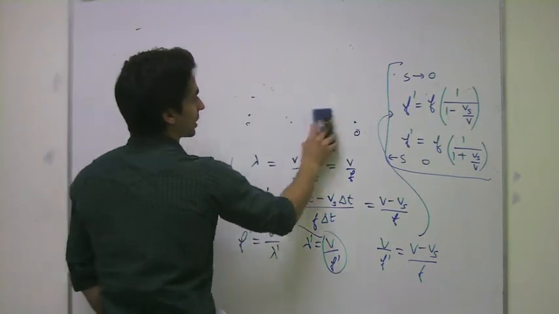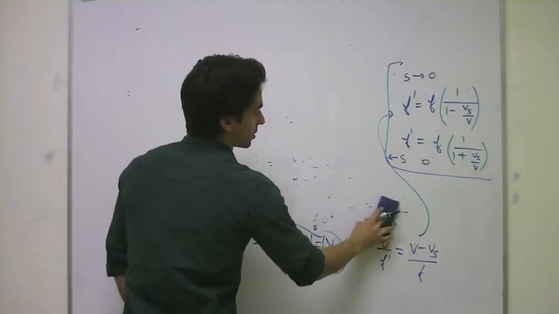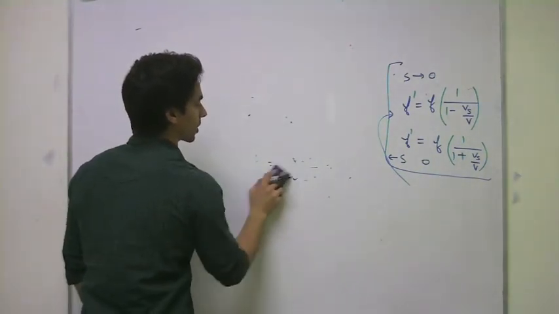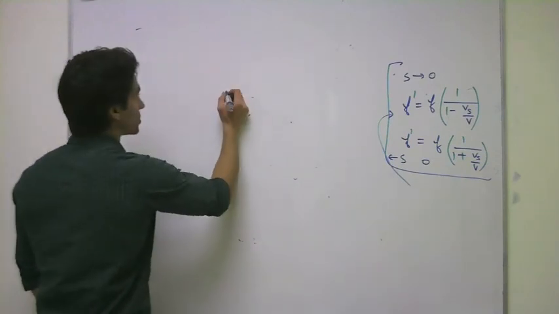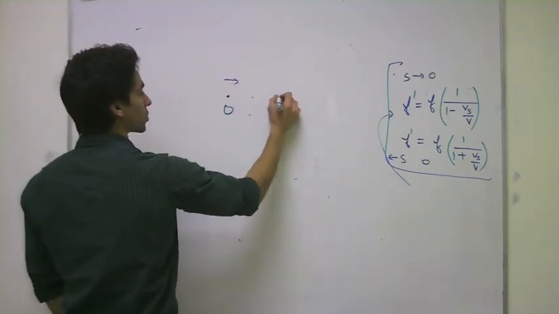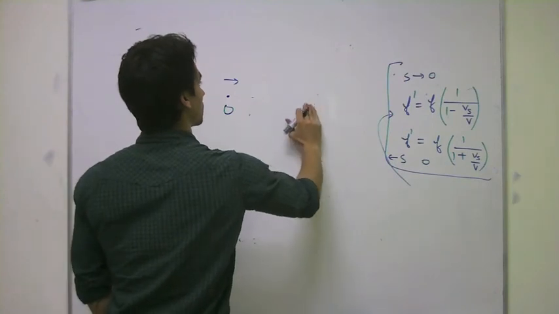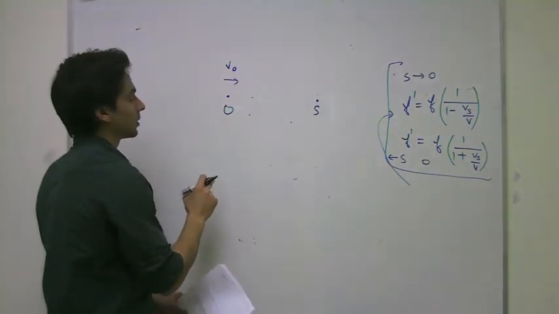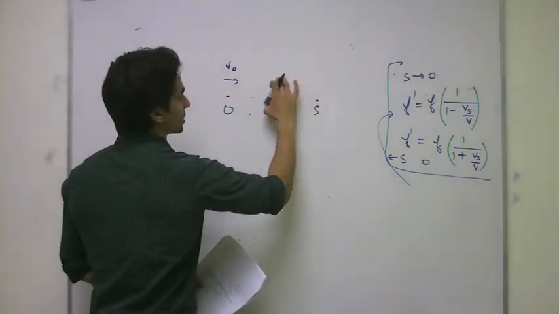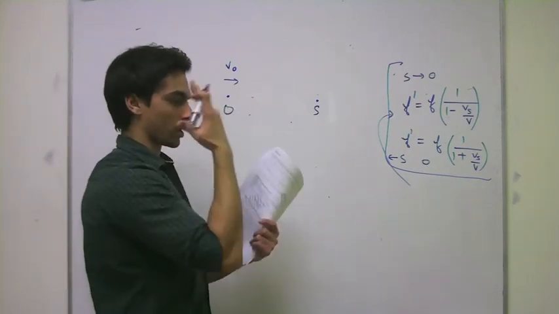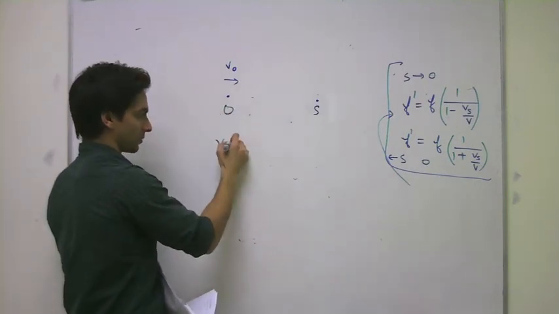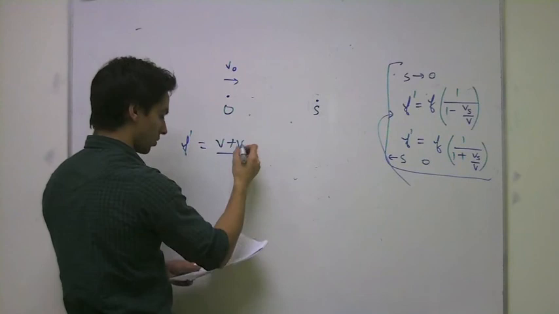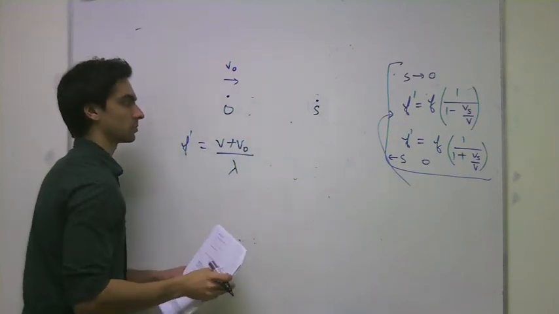Now in a separate case for sound, when the observer is moving and the source is stationary. Let's say the observer is moving towards the source with a speed VO. Now in this case, when the waves hit the observer, the waves are actually appearing towards the observer with a speed V plus VO. So the observed frequency should simply be V plus VO divided by the wavelength.